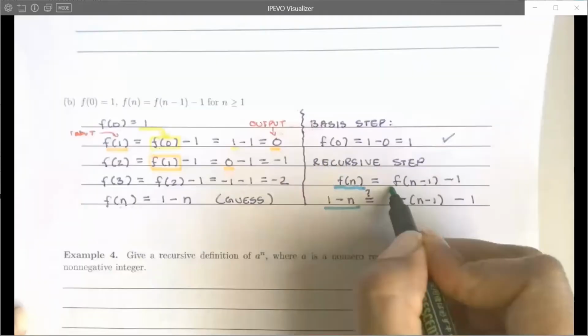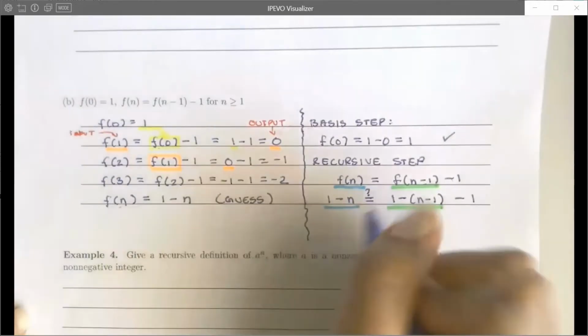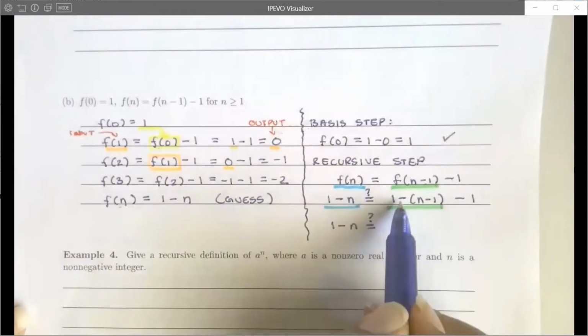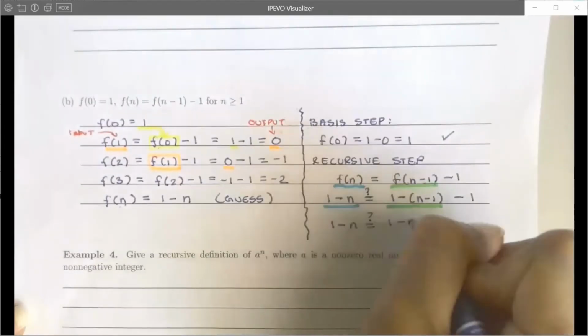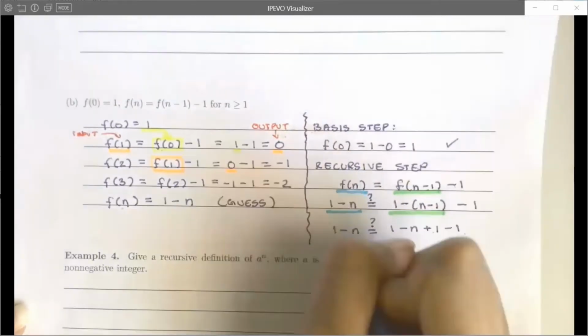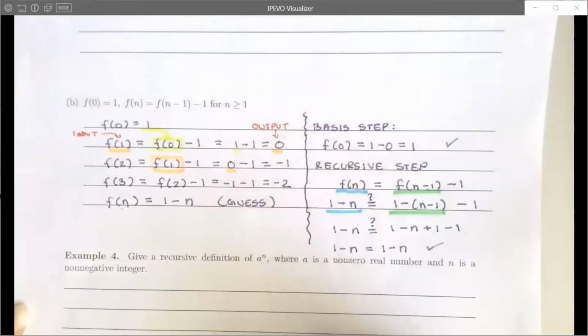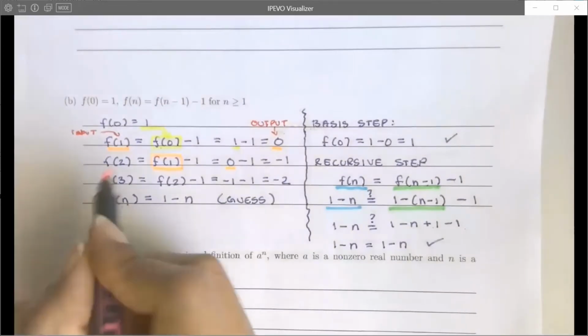And the f of n minus 1 is this expression. Well, let's see. 1 minus n we can't simplify any further, so we want to check if it's equal to this right-hand side, and that we can simplify. If I distribute the negative, I'll have a 1 minus n plus 1 minus 1. Then the plus 1 minus 1 are going to cancel out, leaving us with 1 minus n equals 1 minus n, which is a true statement. So because our formula satisfies both the basis step and the recursive step, that means that this is correct.